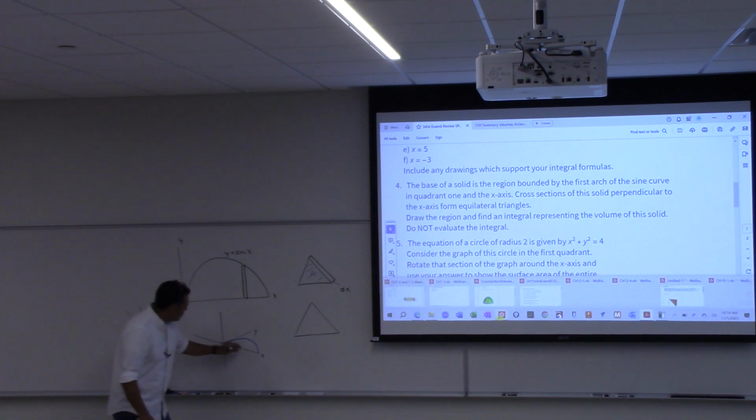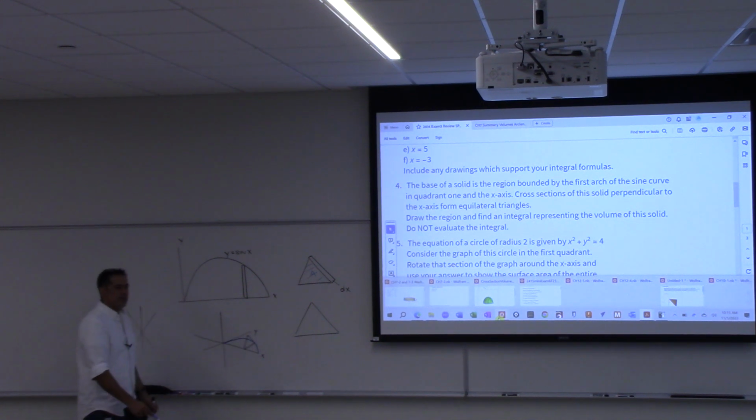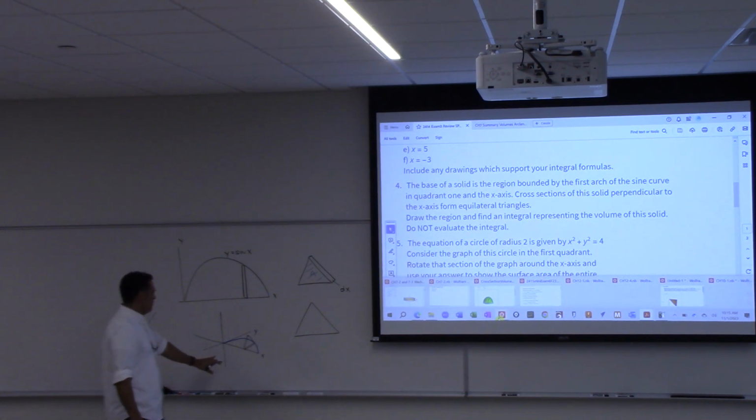What I did is I took a slice of this. Notice that the slice I'm taking is running parallel to the y-axis here. What I know is that when I do that, this creates a little equilateral triangle. So what I'm trying to do is draw that three-dimensionally. Again, this is more of an option for you.